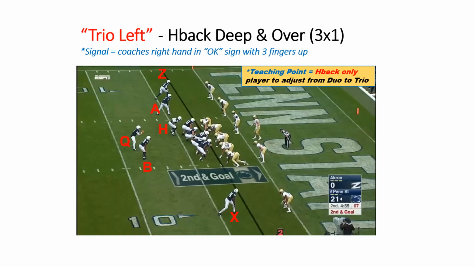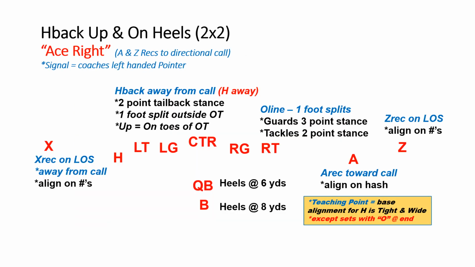Here's a diagram of Penn State in a trio left. All right, ace. Here is something we don't want to use until 5th and 6th or 7th and 8th grade, but it's very simple. All we do is move the H back up to the line of scrimmage as close as he can. He still needs to have his toes behind the heel of that left tackle, but we're going to have him have a 1-foot split also, as the rest of the linemen, but now he's going to get as close as he can.